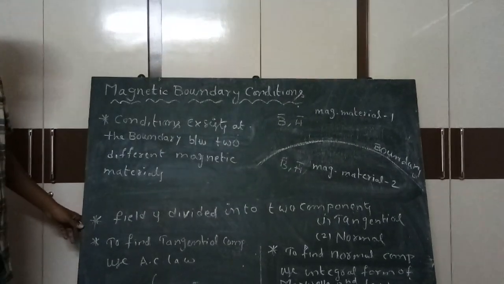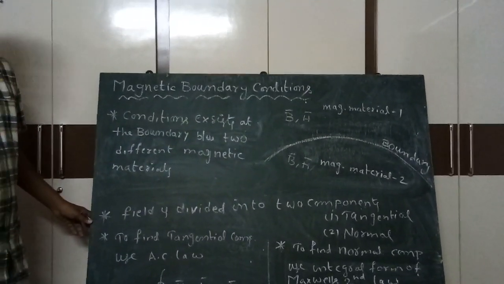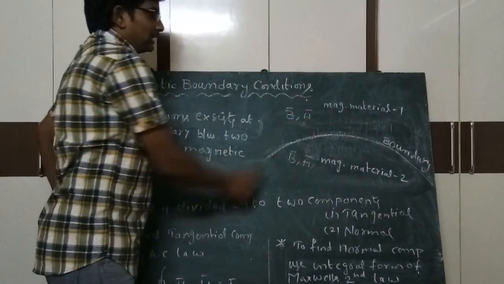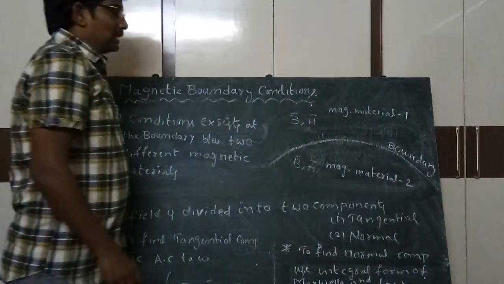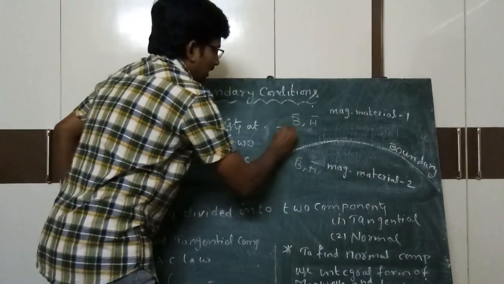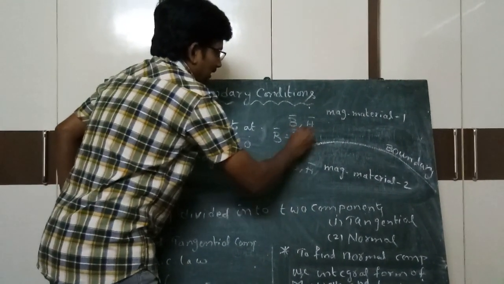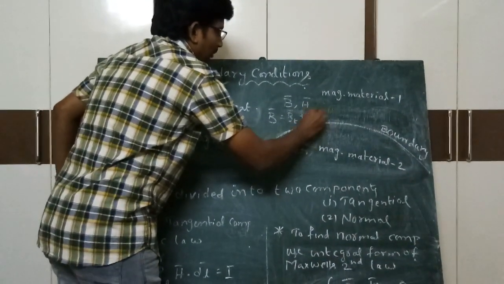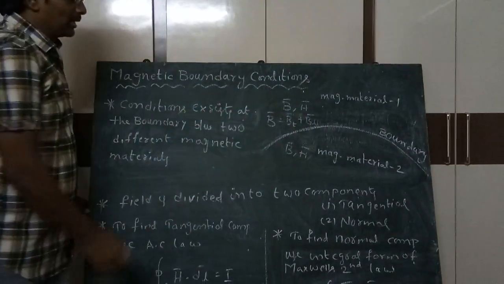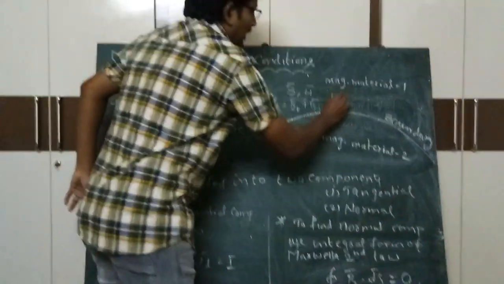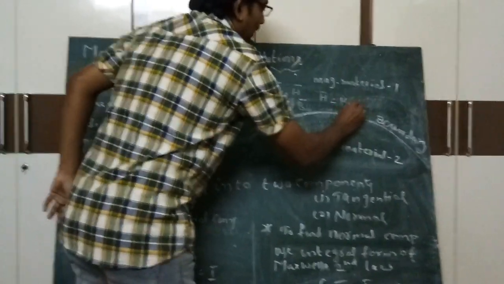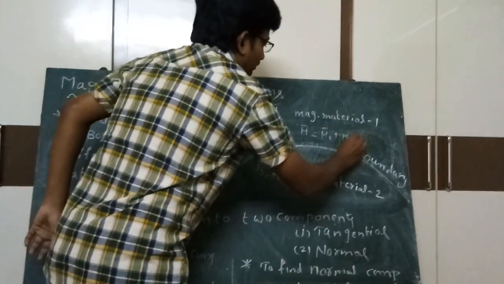Here the field is divided into two components. That means either B bar or H bar is divided into two components: one is the tangential component and the second is the normal component. That is, B bar is equal to B tangential plus B normal. Similarly, H bar is divided into two components, a tangential and a normal component. That is, H bar is equal to HT plus HN.